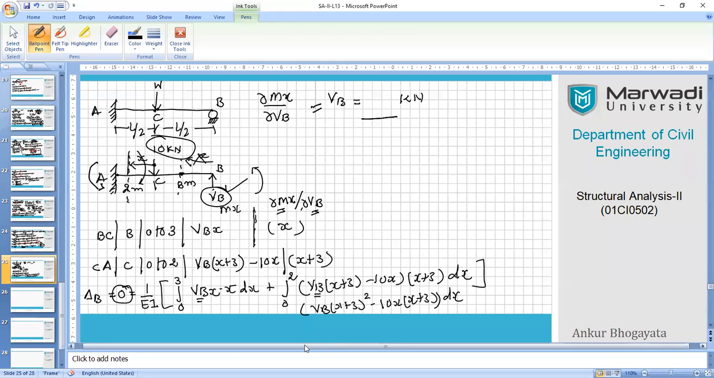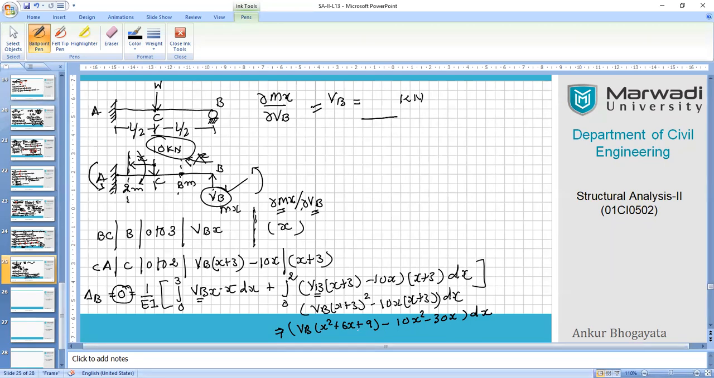So this expansion, let me help you here. VB x square, 6x plus 9, minus 10x square minus 30x, dx. Right. I have become a little careless about writing these things on unscaled pages, so please bear with me for that. But I just want to show how to expand this. That's the importance.